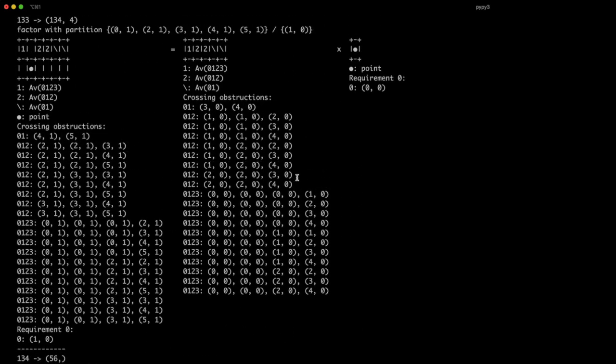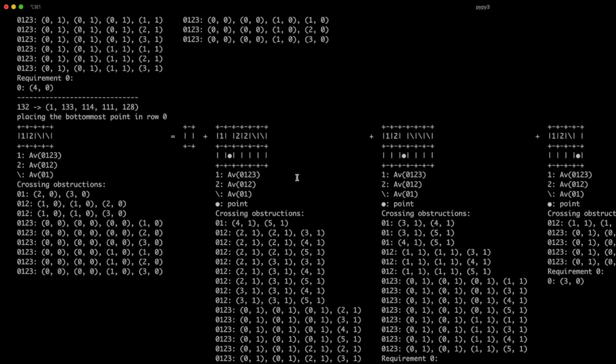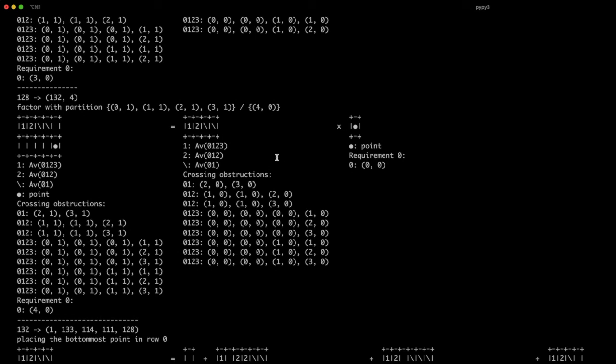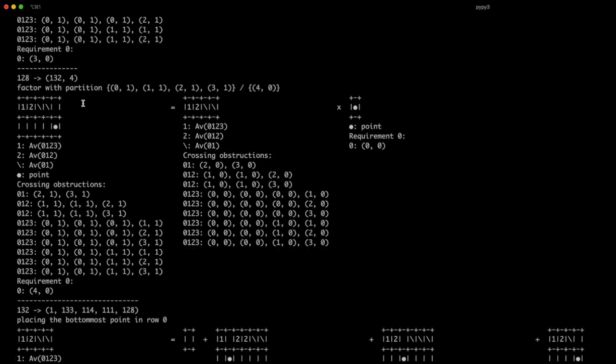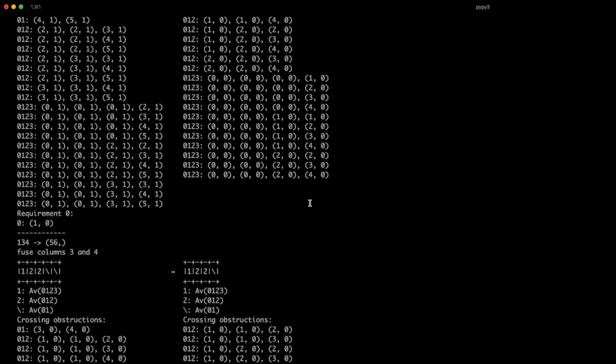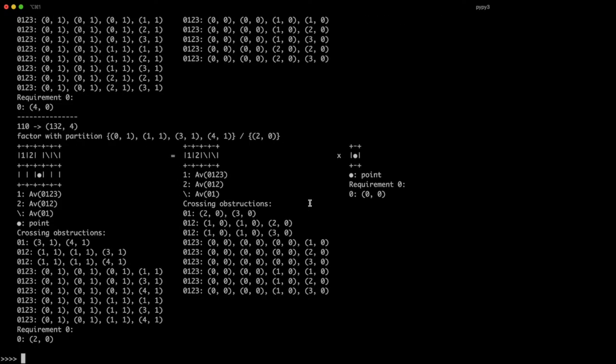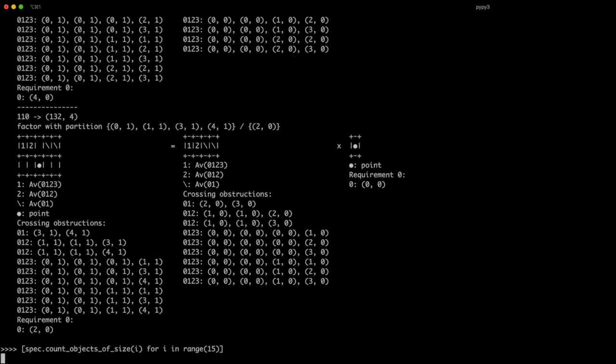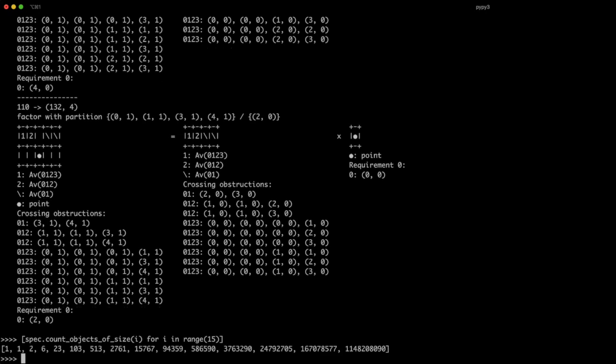Again, it's a bit too much for a human, but we should keep in mind that each individual step is actually very simple. Here, for example, we're just factoring out a single point. And now this pretty large specification can be used, for example, to count the permutations avoiding 1, 2, 3, 4. Let's go up to length 15. Have to wait a bit because it's a more complicated set than the ones we were looking at previously.